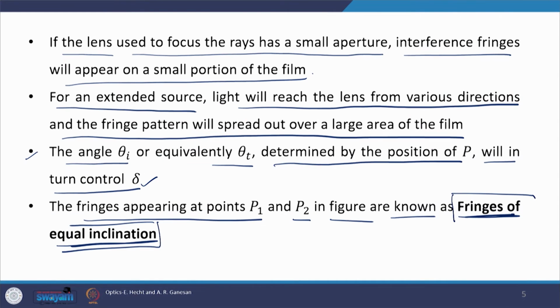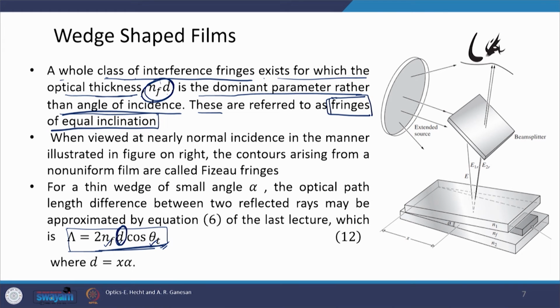Now, here we talked about fringes of equal inclination. Okay, there is a mistake. These fringes are referred to as fringes of equal thickness, not inclination. It is wrongly written because NFD is now the variable and the fringes are now dependent on NFD instead of theta i or theta t. Therefore, such kind of fringes are called fringes of equal thickness.